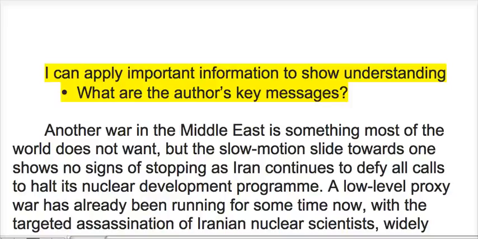In this screencast, you will learn to apply important information to show understanding. Now, when doing this, the key part is that this is a fancy way of saying summarizing. And so really what you're actually asking yourself is, what are the author's key messages that we need to get across?